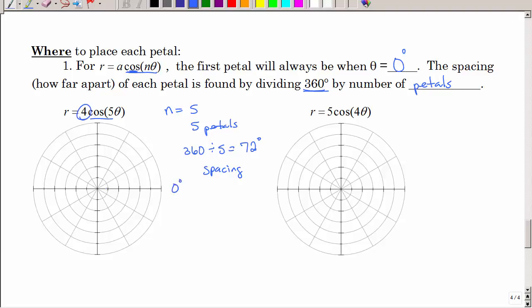So they start at 0. 1, 2, 3, 4. So that's going to be your first petal. The next one, so 0, then 72 degrees. And you're just going to approximate it. So about here. So you're going to go out 1, 2, 3, 4. You're going to have another loop. Then you're going to add 72 degrees, about 144. So about right here.